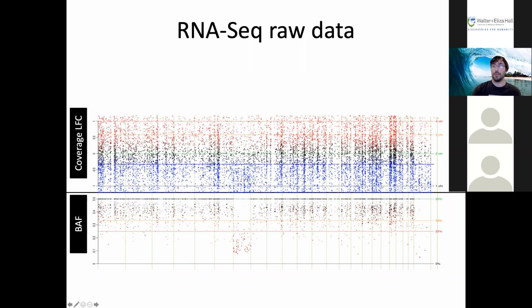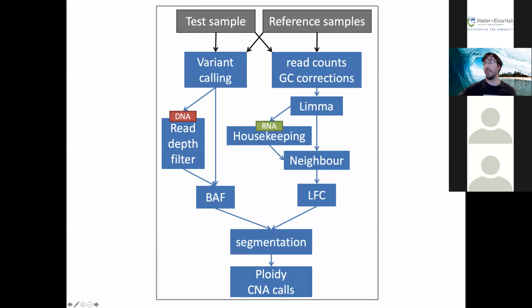So I'm going to talk a bit about the workflow for calling on RNA-Seq, and in particular, the one change that we had to make to get it working on RNA-Seq. So this is the test sample that we're trying to call on, and we're comparing to the reference samples. And we then call variants to get the B allele frequencies. And I'm going to focus more on this part here, how we get the log fold change and look at the read depth. Because the first step here is to do the read counts. And we then want to compare the read counts in the test sample compared to the reference samples. And this is essentially a differential expression analysis, right? This is comparing counts against counts.